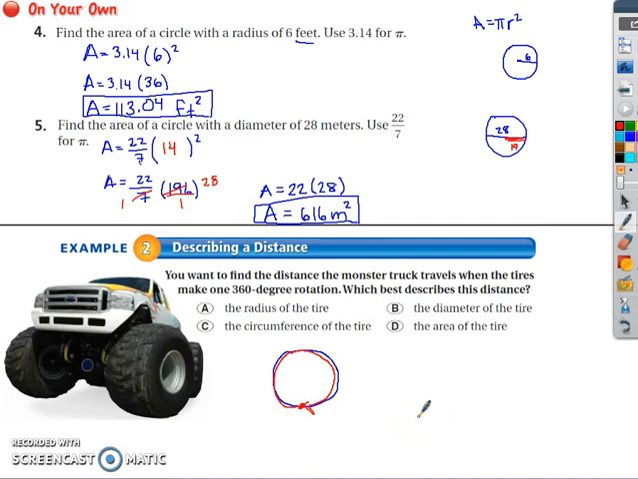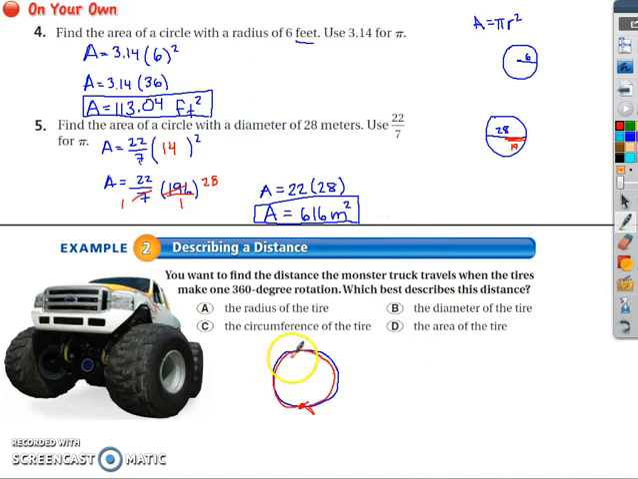That's a 360-degree rotation, just turning the circle all the way. The radius of the tire is the measure from the middle of the circle to the edge. Now that doesn't relate to the outside of the tire and how far it's going to travel when the tire rolls. The diameter of the tire will not either. The diameter is just how big the tire is, not necessarily how far it's going to go.